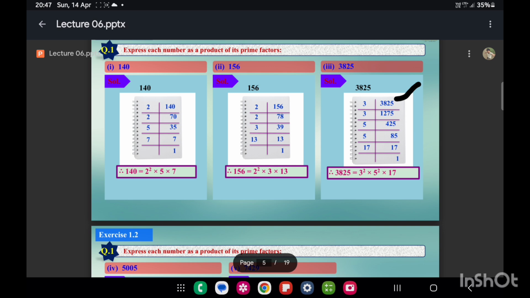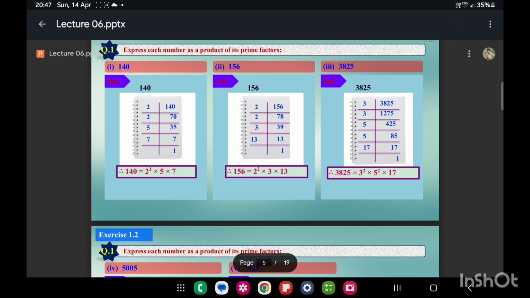3 times 425 is 1275. Again 425 can be divisible by 5. 5 times 85 is 425. Again 85 can be divided by 5. 5 times 17 is 85. 17 can be divisible by only one number, that is 17. 17 ones are 17.